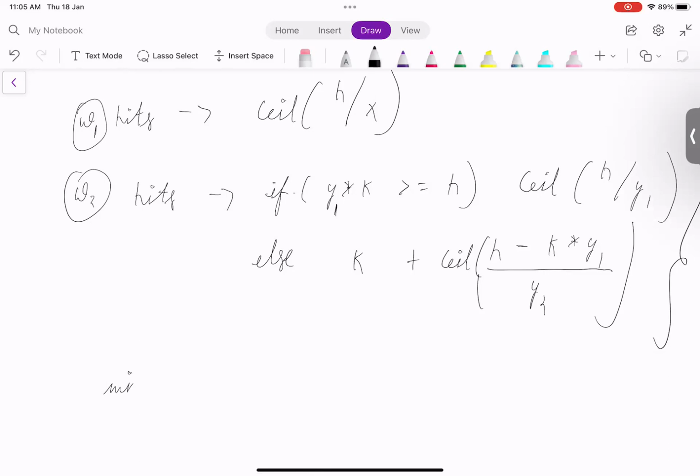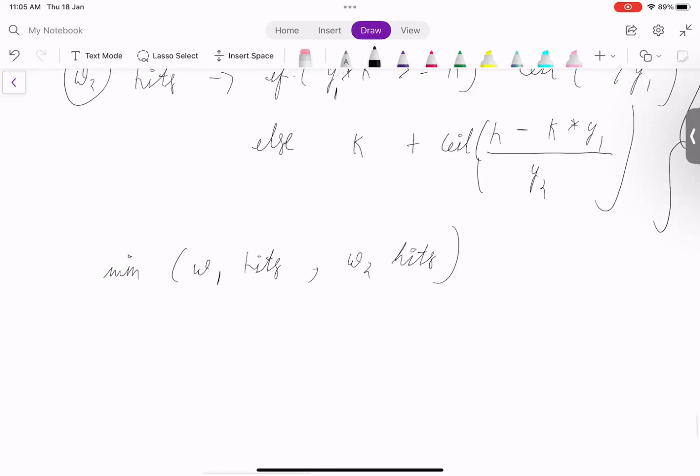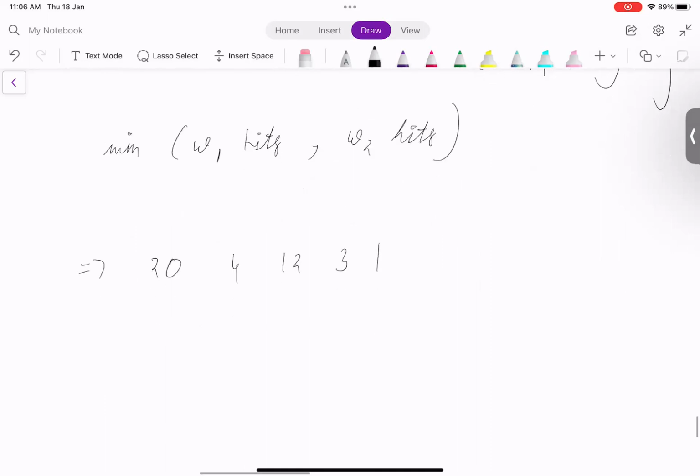Can we run a sample test case? Yeah. The answer is the minimum of weapon 1 hits and weapon 2 hits. It's always optimal for Chef to pick a weapon which gives the minimum hits. So if we take the third sample test case, that is 20, 20, 4, 4, 12, 3, and 1. Let's pick this and dry run the same thing.